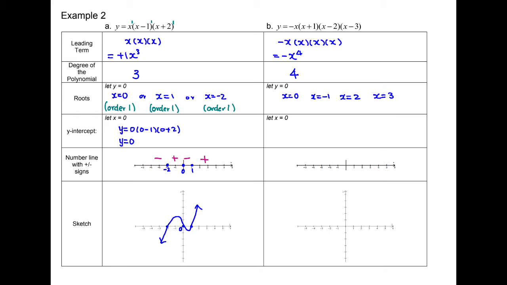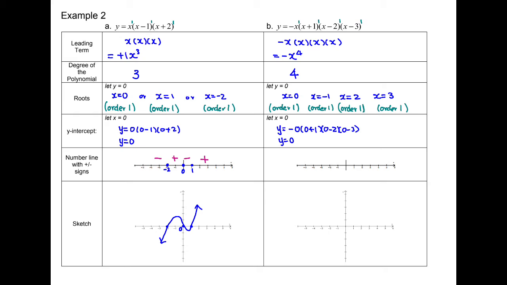Now, look at all the factors here. They all have exponent of 1. That means all the roots have order of 1. Then we let x equal to 0 to find the y-intercept, and we will find the y-intercept is at 0.